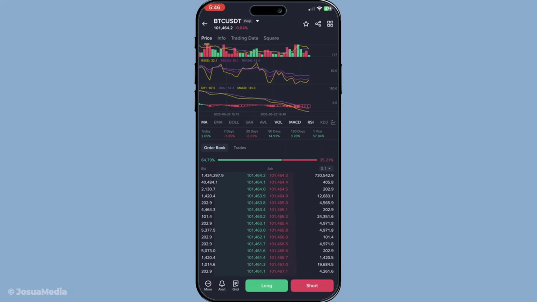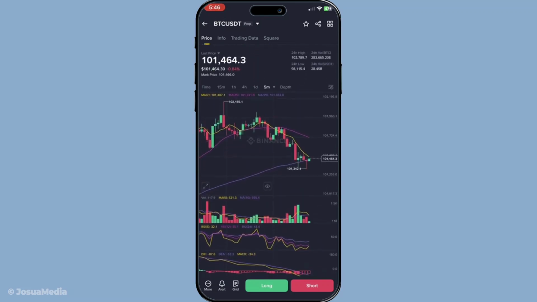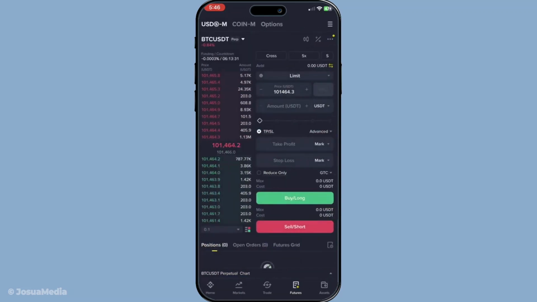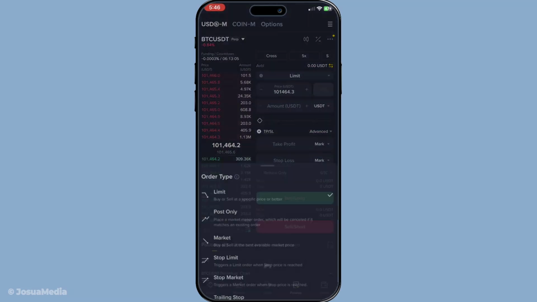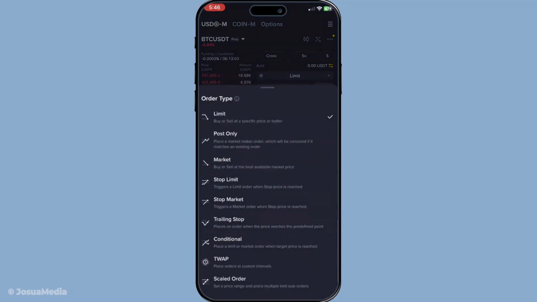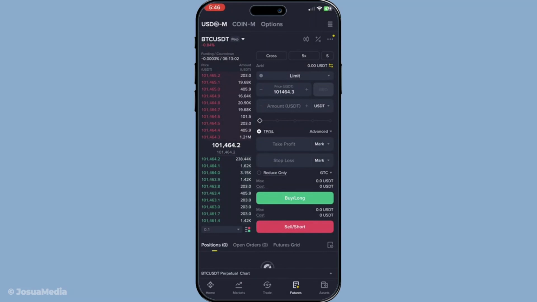When it comes to executing trades, use limit or market orders to ensure swift action. The choice between the two depends on your specific need for precision or speed. Limit orders will allow you to specify the price at which you want your trade executed, while market orders offer speed and are executed at the current market price.